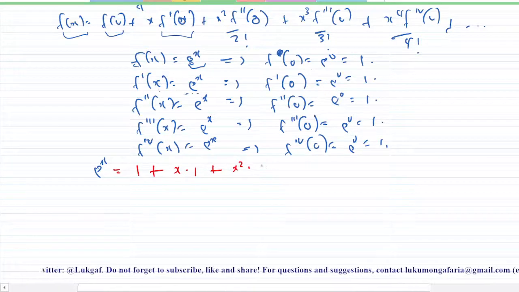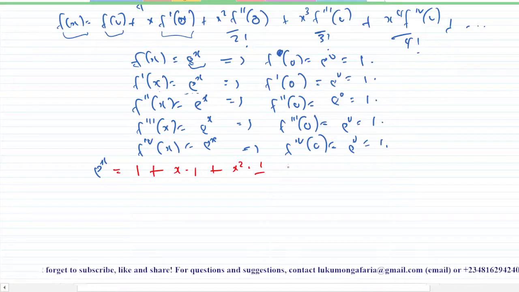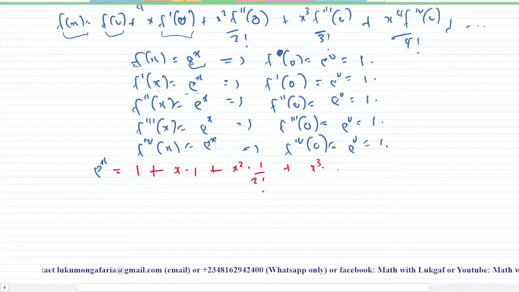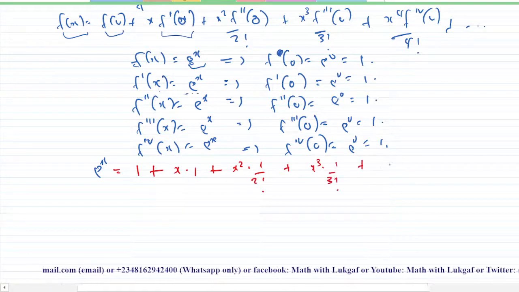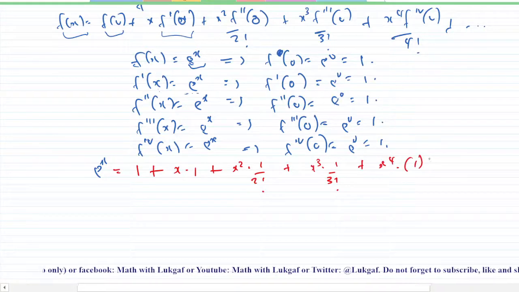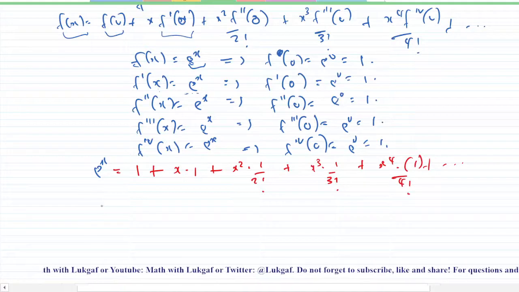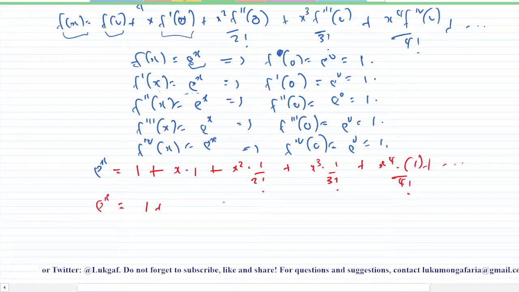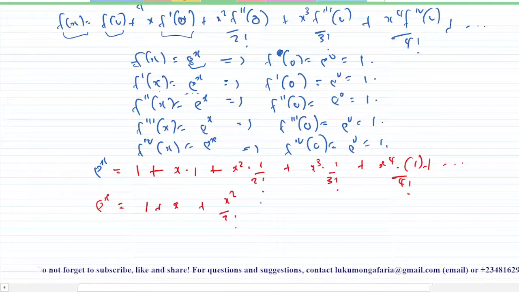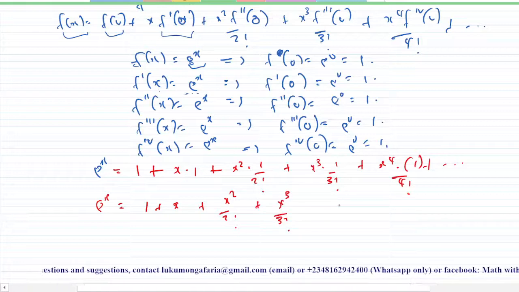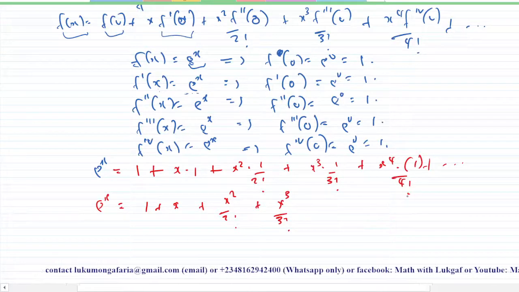What is f double prime of 0? That is 1 divided by 2 factorial, right? Plus x cubed. What is f triple prime of 0? That is also 1 divided by 3 factorial. Then plus x to the fourth, f fourth of 0 is also 1 divided by 4 factorial. Plus dot dot dot. So if you write it properly, then you are going to have that e raised to power x is equal to 1 plus x plus x squared divided by 2 factorial plus x raised to power 3 divided by 3 factorial plus x raised to power 4 over 4 factorial plus dot dot dot.